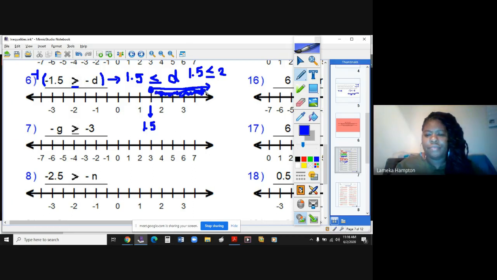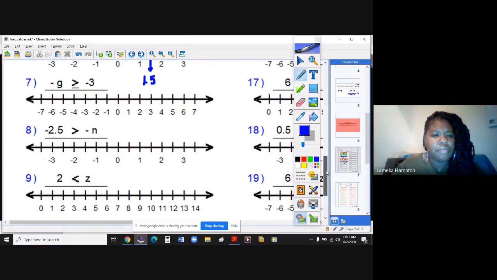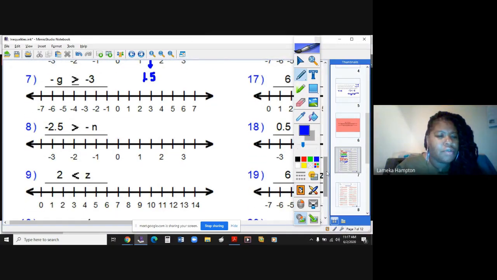All right. So far so good with everybody? We're almost done, and we are going to again go into the 1-step and 2-step inequalities. All right. Number 7, we have the same situation going on here. So again, we're just going to multiply everything by -1.